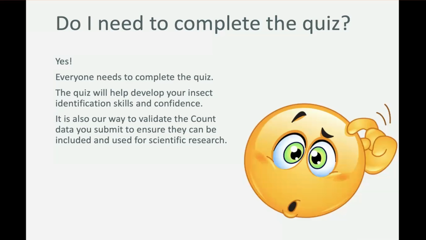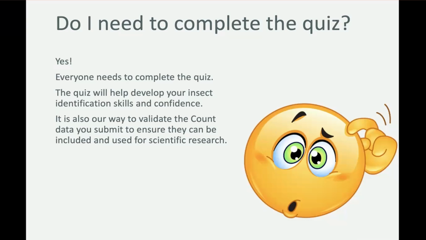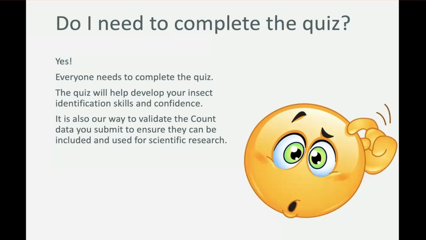After all that, do I have to complete the quiz? I have to, so you do too. If I want to count my insect pollinators at my place, I've got to do the quiz because that's the only way that we can validate that the data I'm entering is valid. So I do the quiz. If I get 80%, I then get taken to a link that will take me to the count.